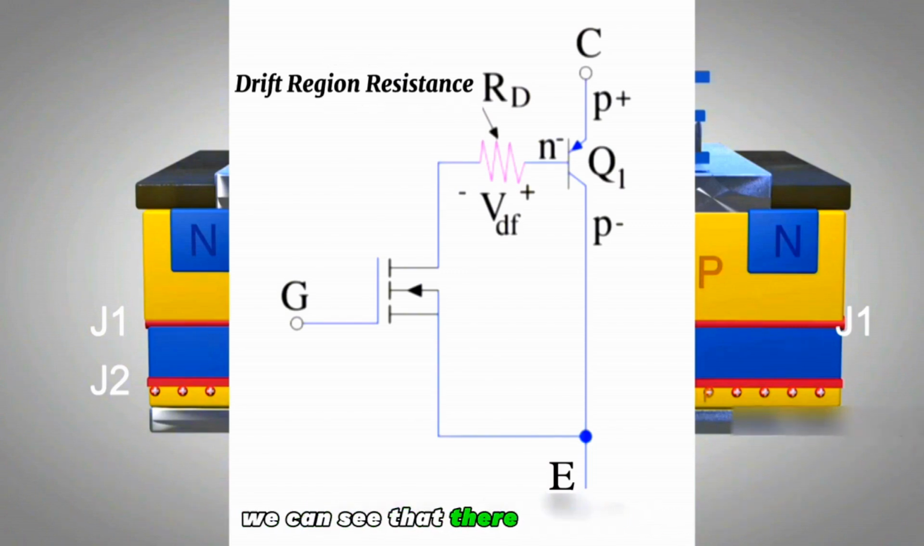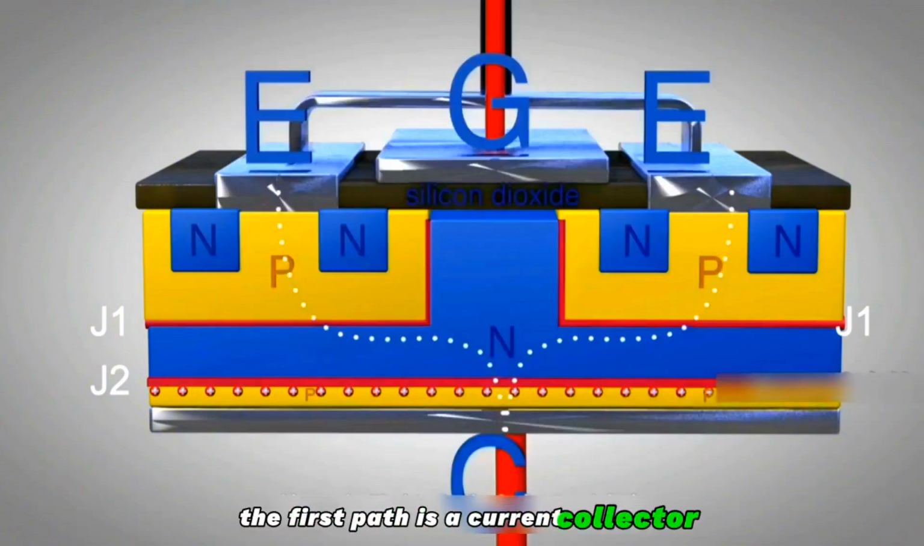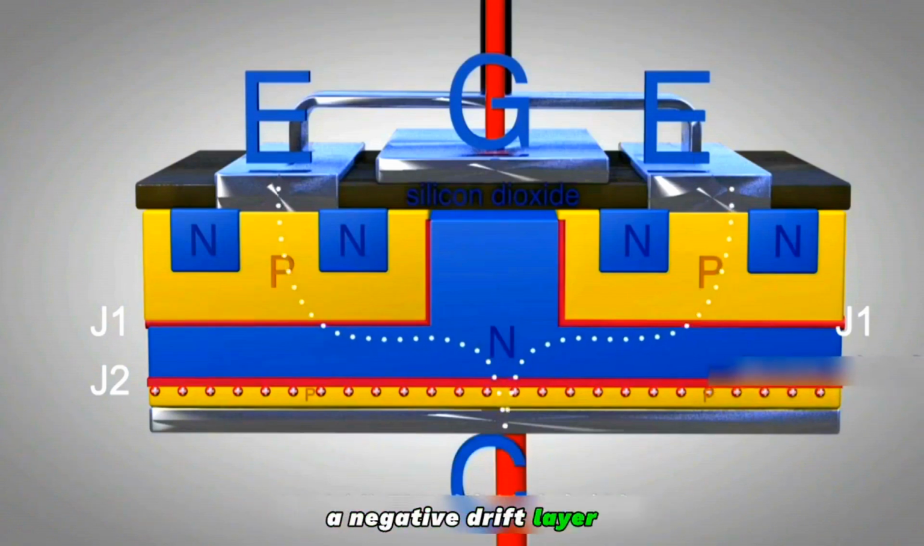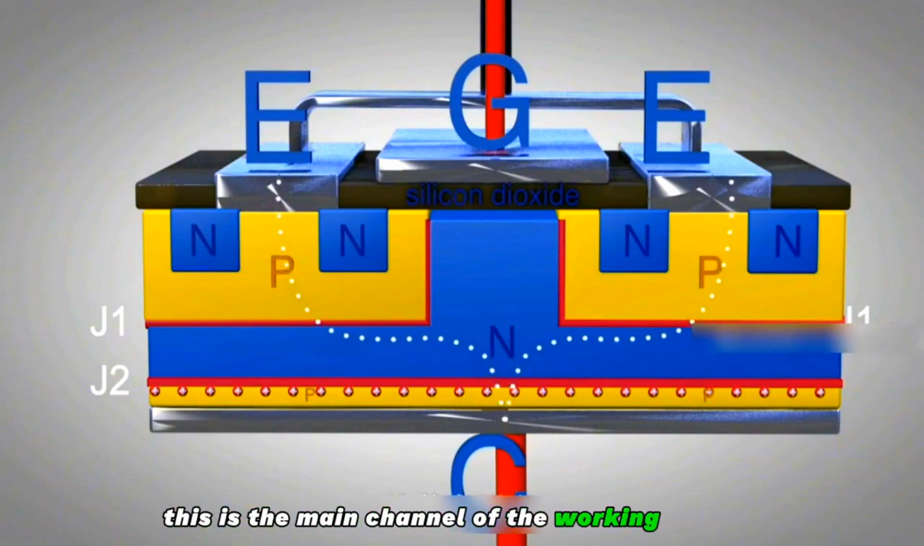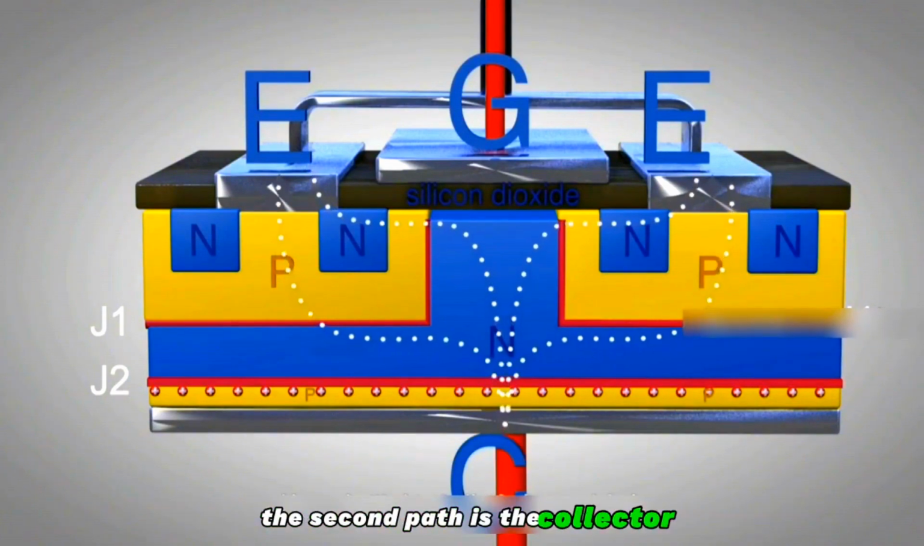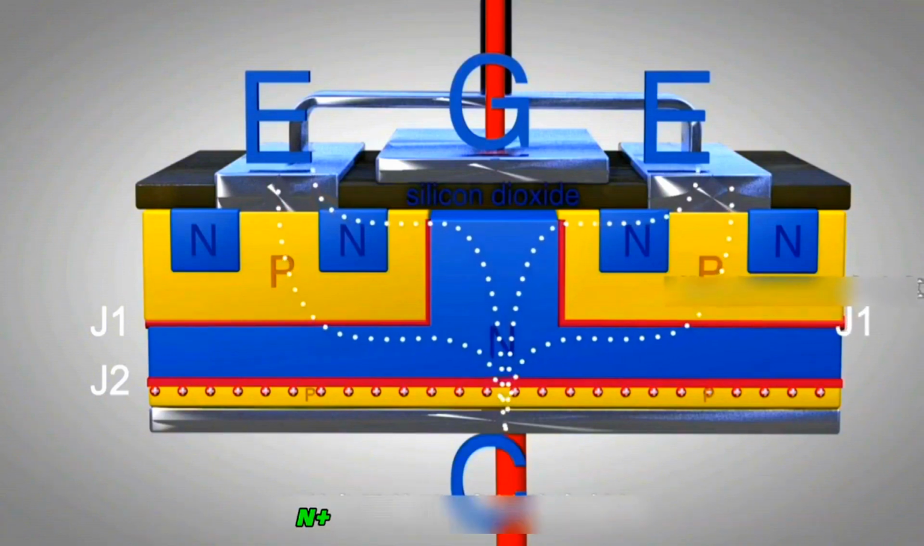We can see that there is more than one channel for forming current. The first path is the collector, P-plus substrate, N-negative drift layer, and P-type semiconductor emitter. This is the main channel of the working current. The second path is the collector P-plus substrate, N drift layer, P-type semiconductor, N-plus semiconductor emitter.